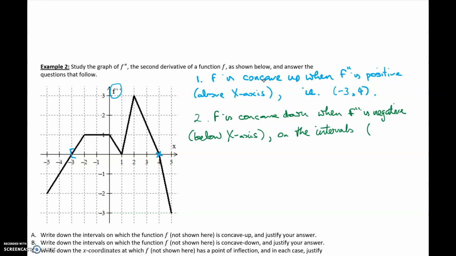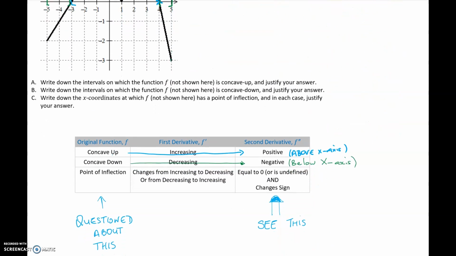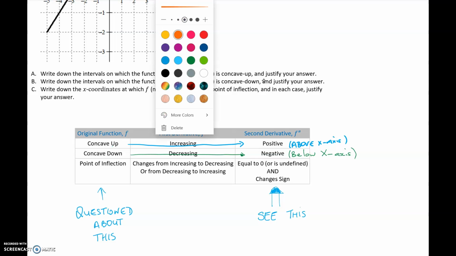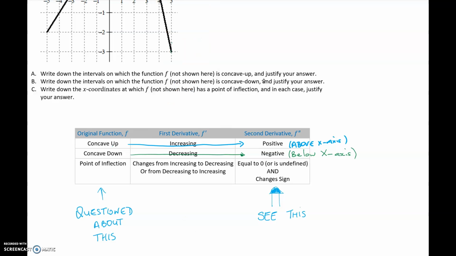So it starts off here at -5, and it doesn't go above the x-axis until -3. So on the intervals from -5 to -3, and again at the end it goes below the x-axis here at 4, and it stays below the x-axis to 5, so 4 to 5. Those are the places where f double prime is below the x-axis, and that tells us that the original function f is concave down.